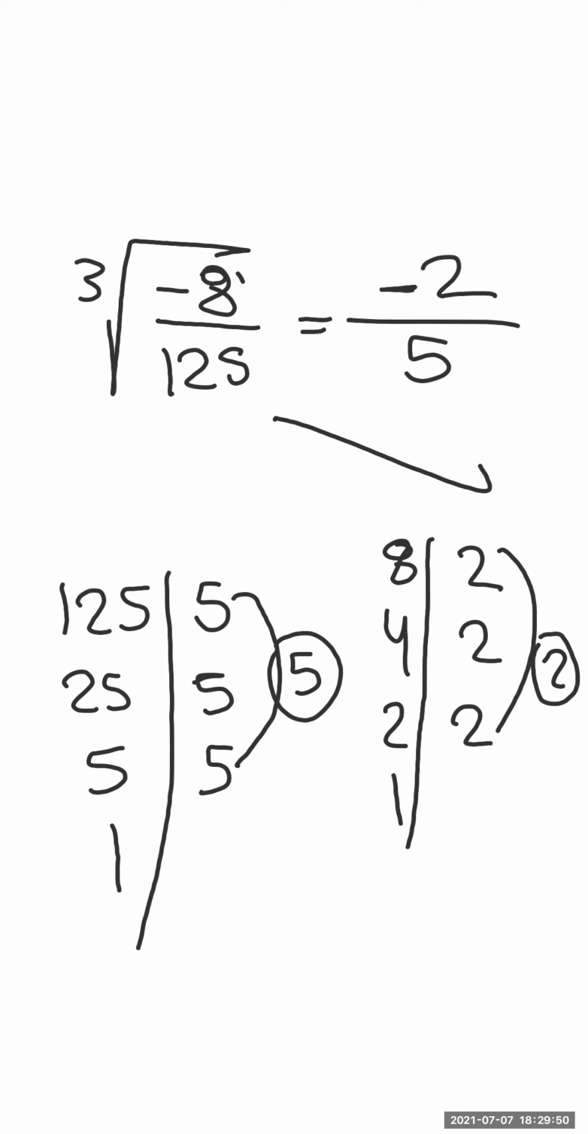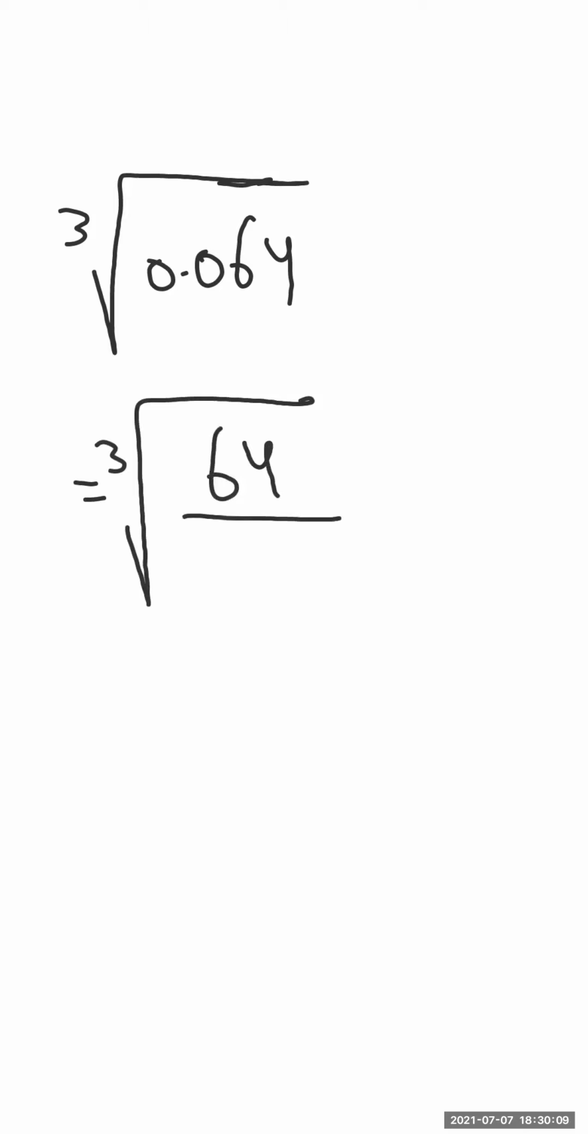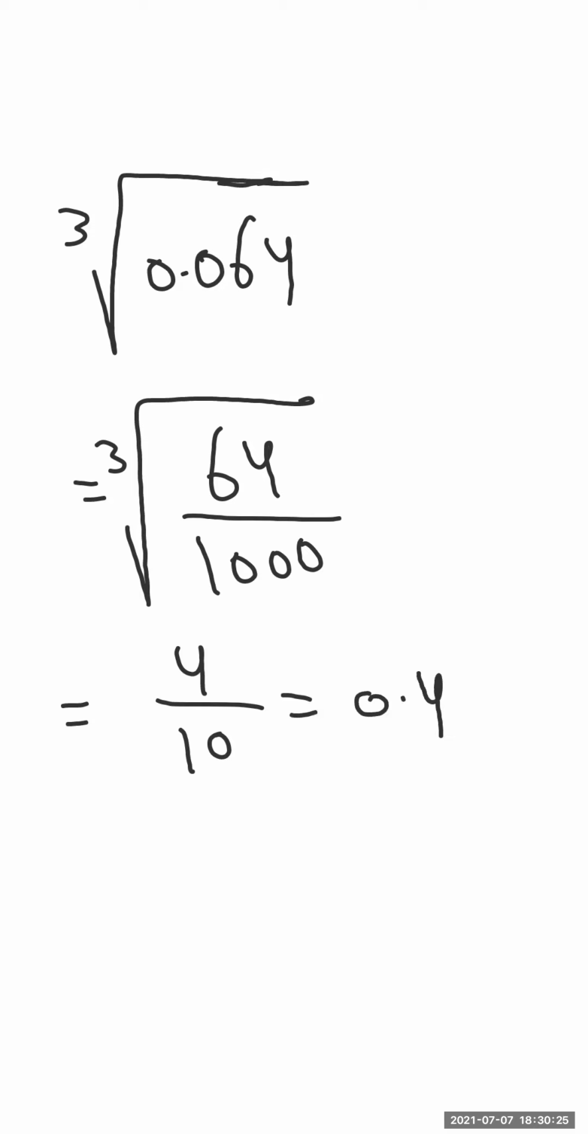Okay. One more example. If there is a number like 0.064 and I want to get the cubic root of this number, actually this number means it's the cubic root of 64 over 1000, right? So the cubic root of 64, we got it before, it will equal 4 and the cubic root of 1000 equals 10. So it will equal 4 over 10, which is equal to 0.4 in decimal form.